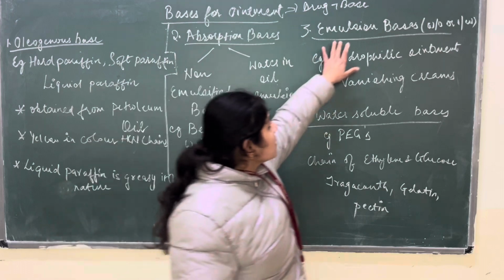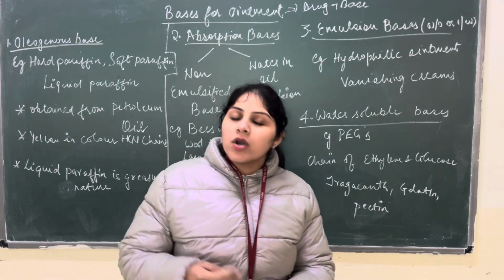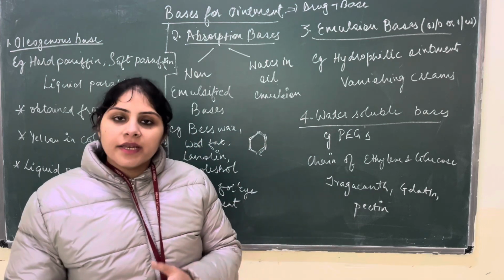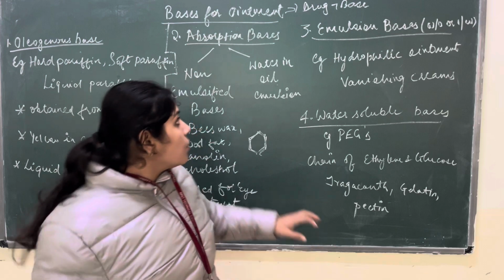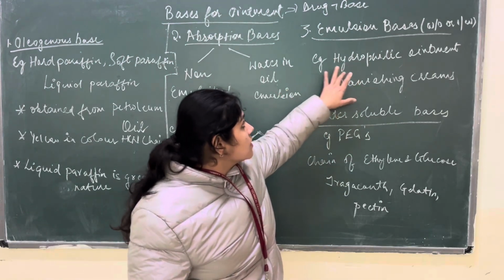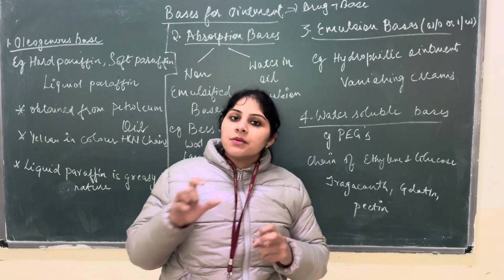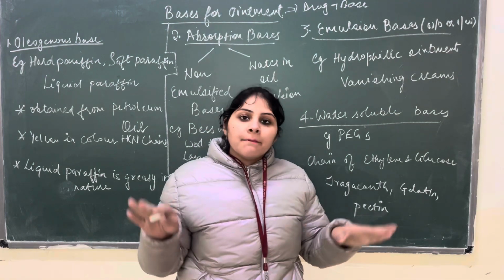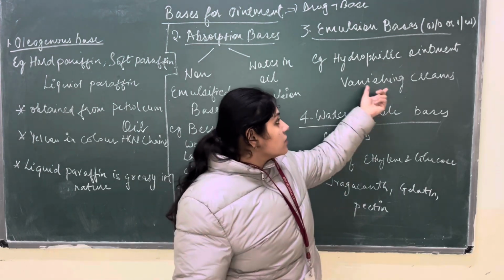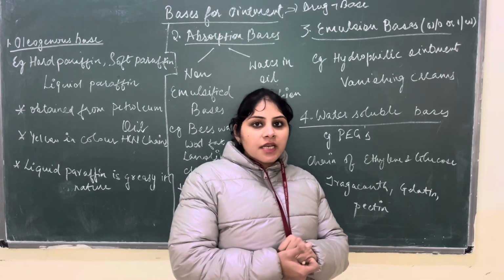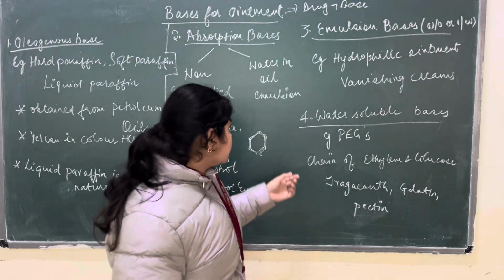Then comes the emulsion base. In emulsion bases, what do we use? We can use water in oil emulsion and oil in water emulsion also. We can use both. So emulsion bases are used for hydrophilic ointments because they contain both oil and water, so they maintain the balance between the oil phase and the water phase. And in vanishing creams also we add emulsion bases.